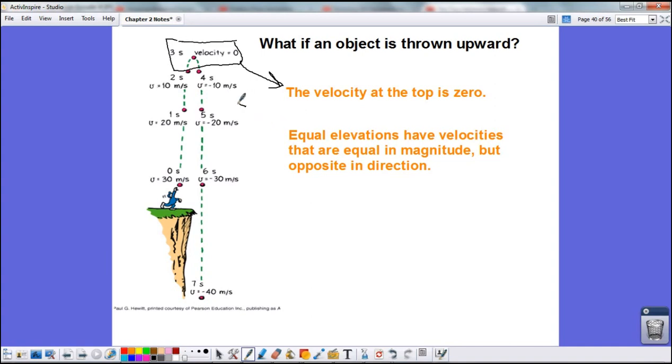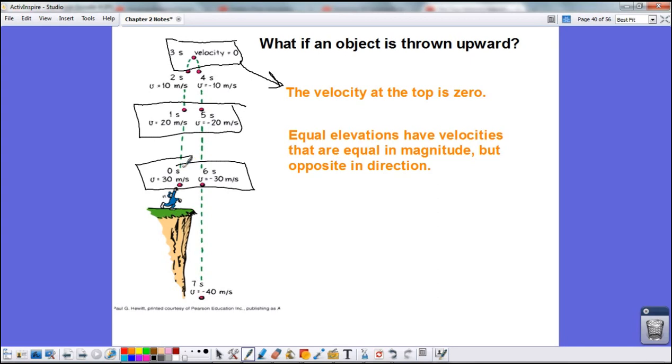Another observation that we should be making is this. 20, negative 20. 30, negative 30. 10, negative 10. At equal elevation, so when they are at the same height, the object has the same magnitude for its speed. The same speed. It's just that one, it's going up, the other, it's coming down.